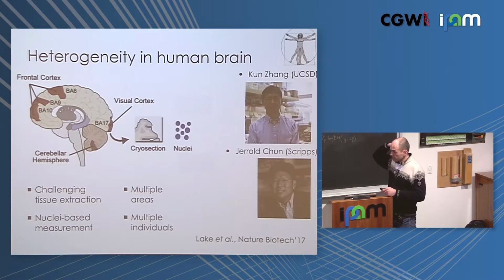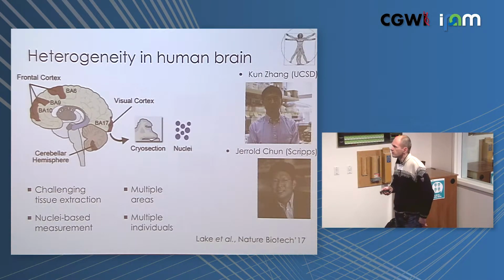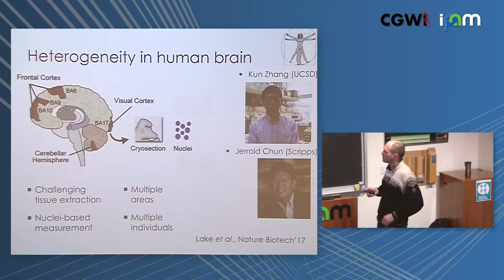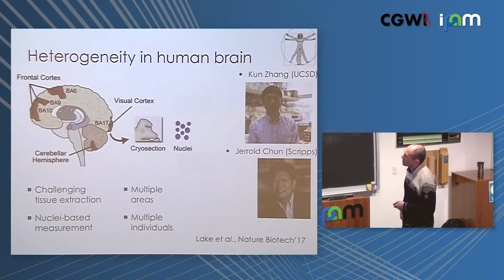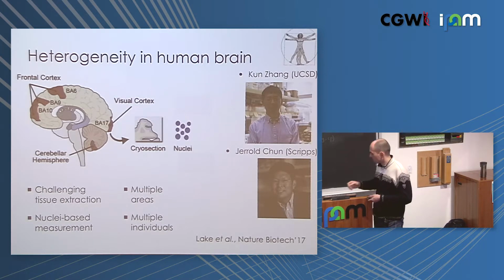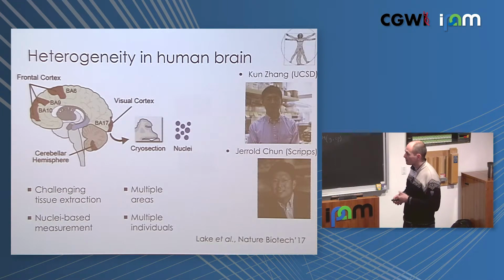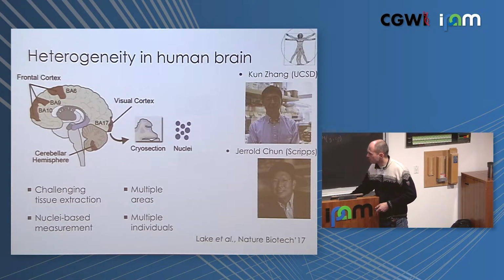Okay, so the first vignette is about heterogeneity in the human brain. This is a collaboration with Kun Zhang and Gerald Chun here in California. The idea is that we sampled a number of brain regions and then did measurements on them, so that you can't really isolate individual neurons from adult human brains. Very difficult. You can, but you'll probably lose the vast majority of them. So what we're isolating here are nuclei, and we're measuring a transcriptome of the nuclei. Now, obviously, it's a subset of all molecules that are actually in the cell, but it can be quite informative about the type of the cell.